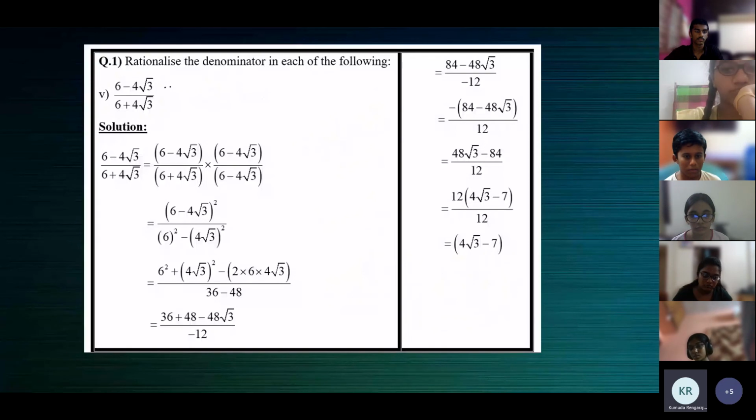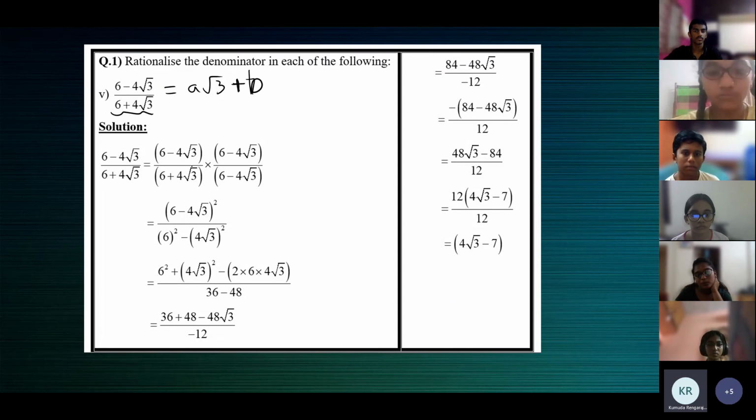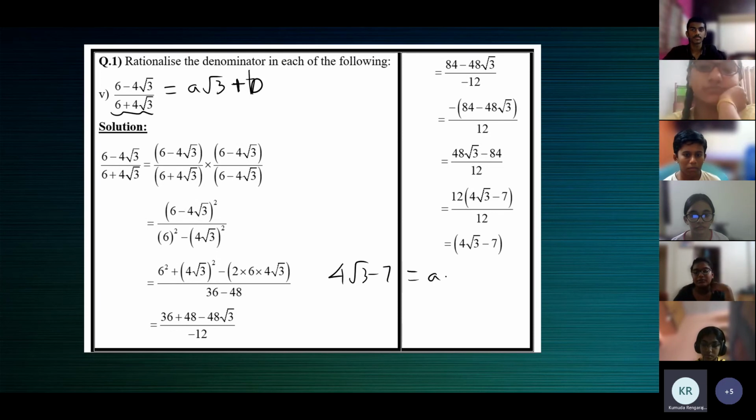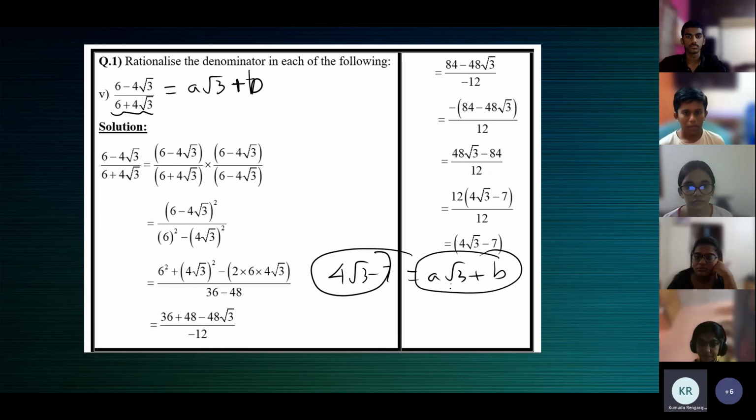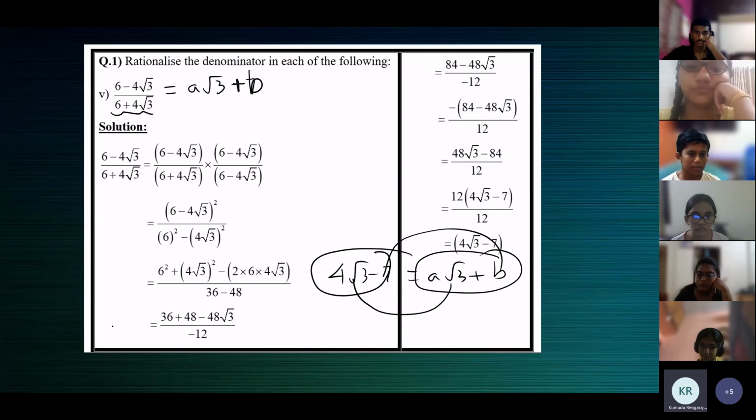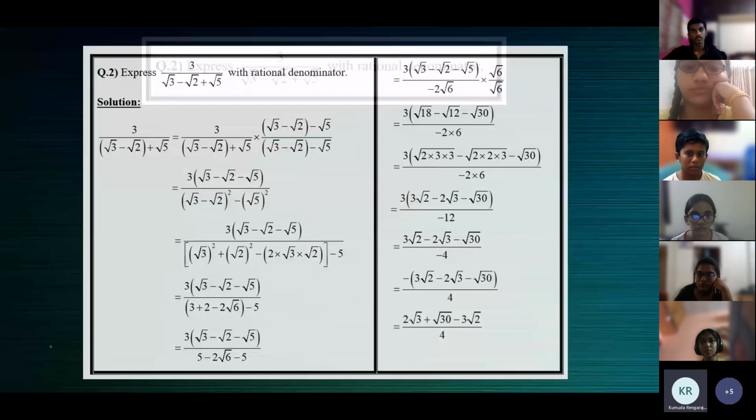Children, supposing this expression was given to be equal to a√3 + b, and the heading was to find the values of a and b, the same procedure we have to adopt. What answer do we get? 4√3 − 7. Now this is equal to a√3 + b. Compare the two sides, this is the LHS and this is the RHS. a√3 is equal to 4√3, so a is equal to 4 and b is equal to −7. Yes, but I'll give you time to go through the answer.